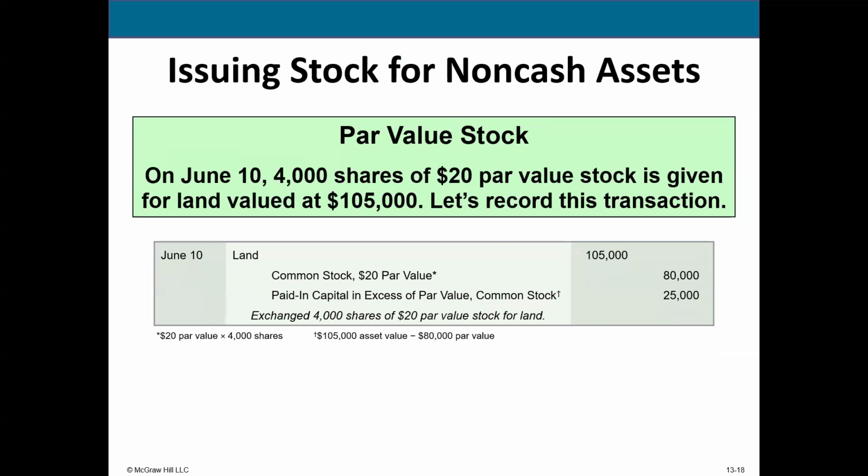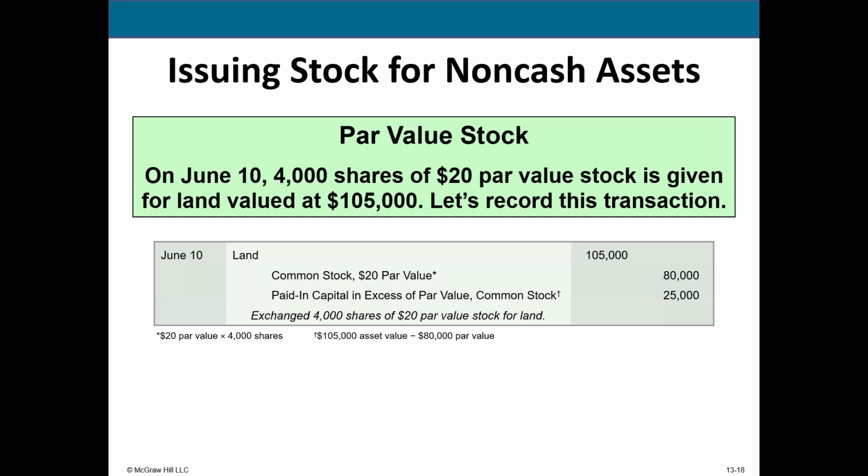Next, we have issuing stock for non-cash assets. Sometimes when a business just gets started, we don't have a whole lot of cash on hand. I can't afford to be shoveling out all this cash for things like land or buildings or maybe even some really high bills. And so instead of cash, I might make a deal if I need to purchase something that's real big. And the deal will work something like this.